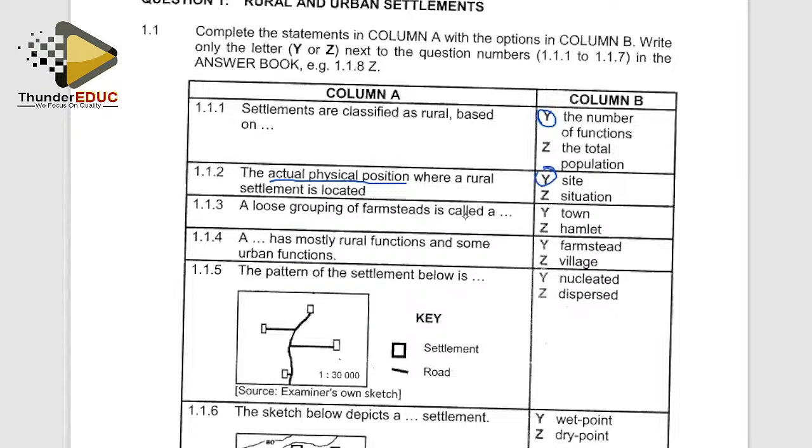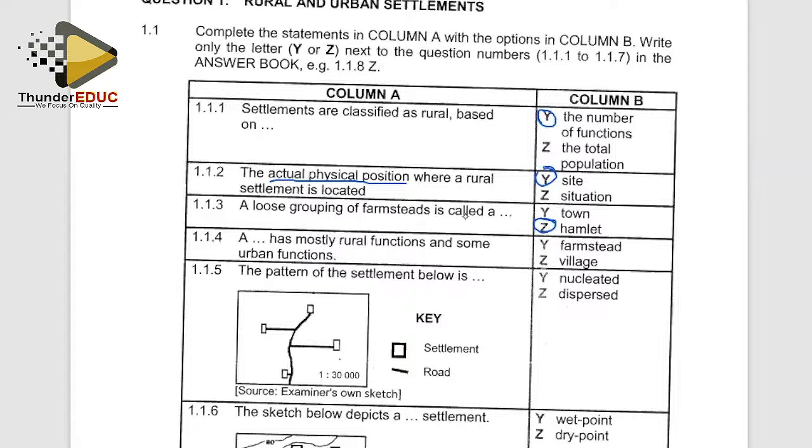Right, then the next question is saying a loose grouping of farmsteads is called a... That is a hamlet. A loose grouping of farmsteads is called a hamlet. That's the second largest classification of rural settlements before we go to a village. Remember, an isolated farmstead is the smallest. Then we go to a hamlet, which is a loose grouping of farmsteads. Then we go to a village, which is the biggest classification of rural settlements. Then we move on to number 1.1.4.